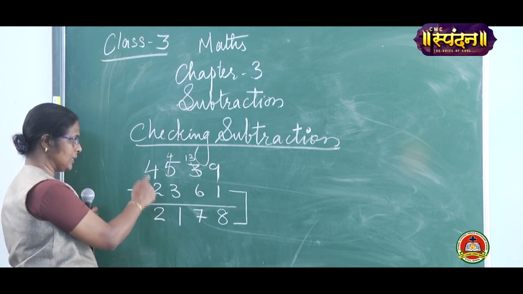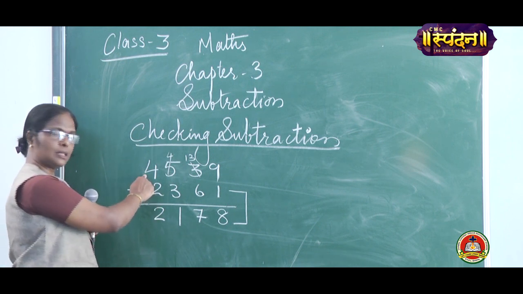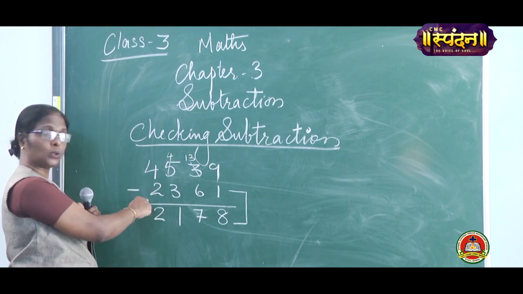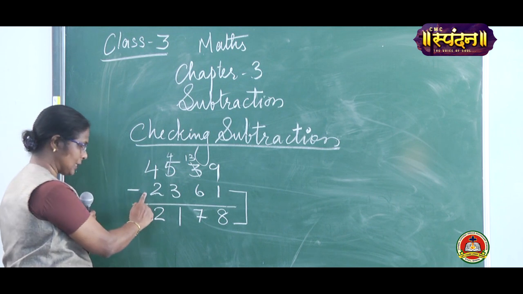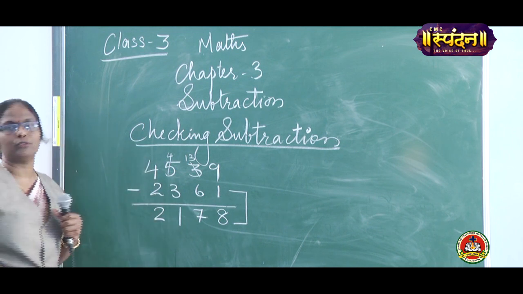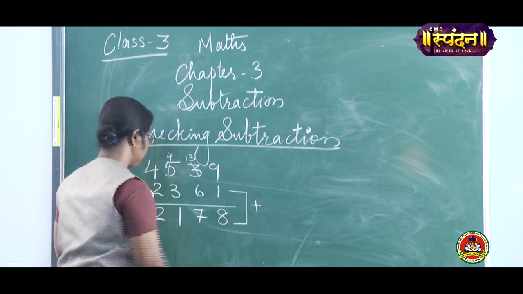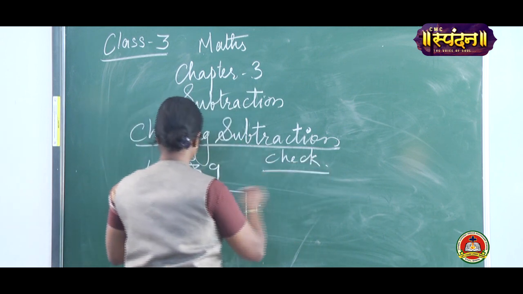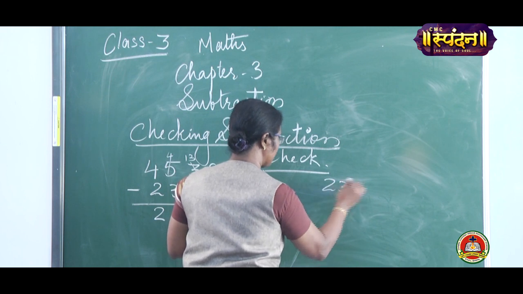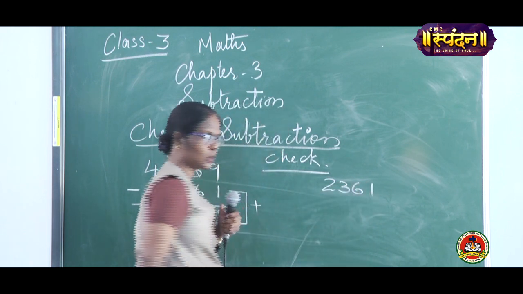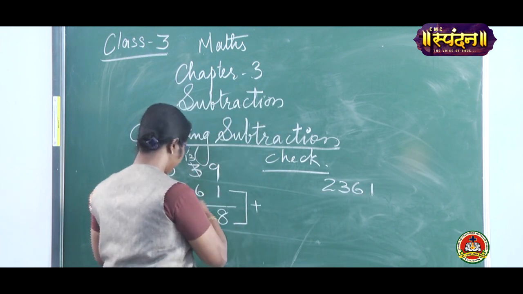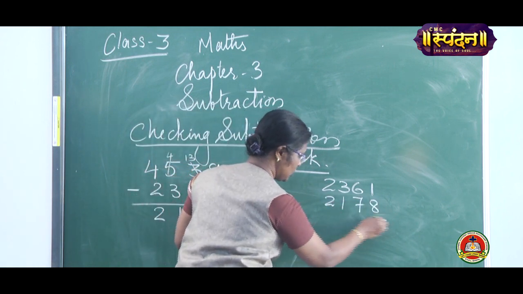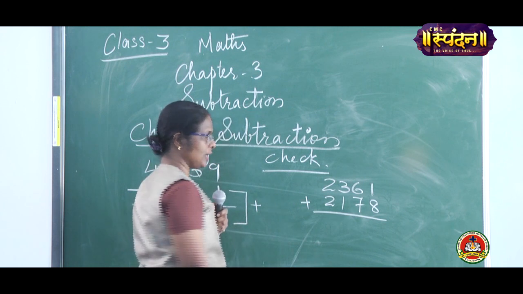This is called the minuend, and the bigger number is called the subtrahend. Sorry, the bigger number is called the minuend and the smaller number is called the subtrahend. The subtrahend and the difference you have to add together. We will show how to check the answers. The smaller number is called the subtrahend, and the difference means the answer that you have got, 2178. Add these two together.